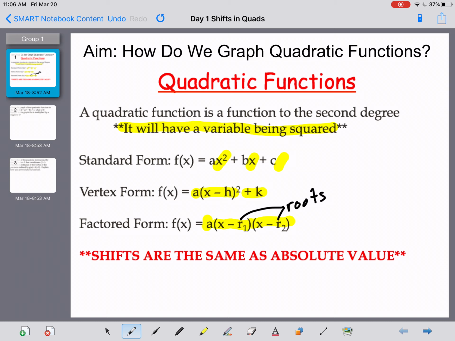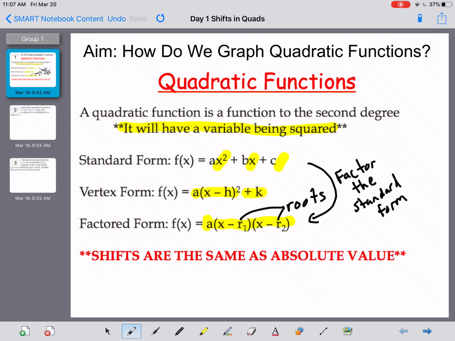What we have learned before, we have seen standard form and we have seen factored form. We know how to turn standard form into factored form. In order to turn standard form into factored form, we have to factor the standard form. So that is why it's called factored form. We will learn more about vertex form in the next few lessons.